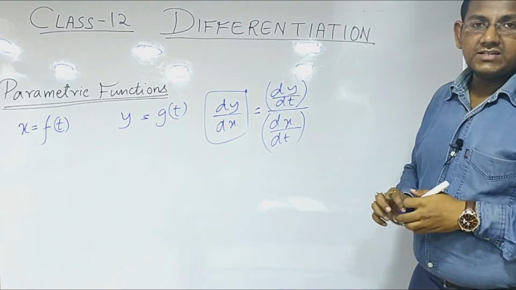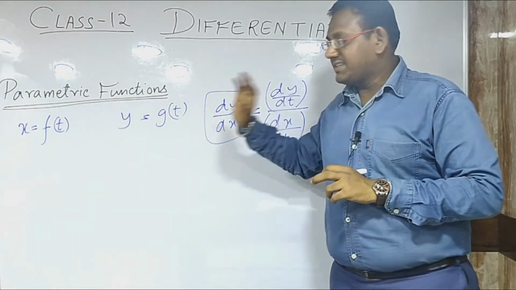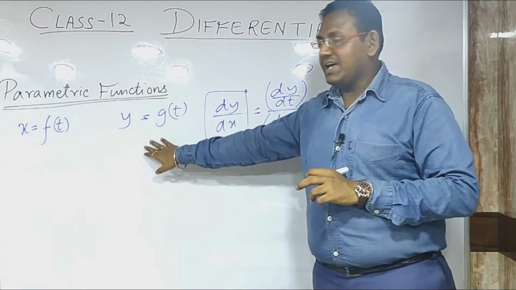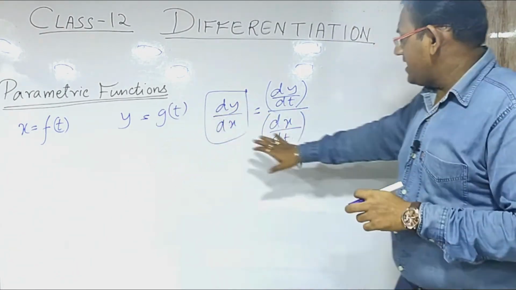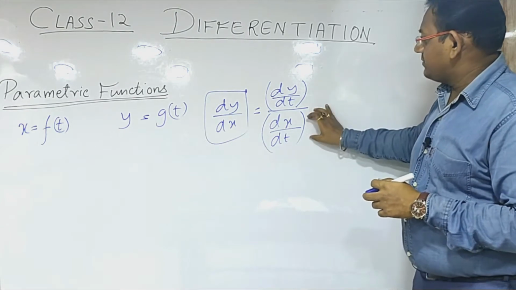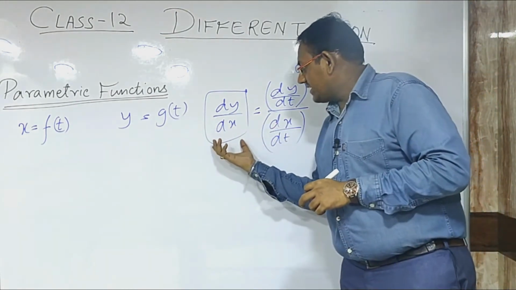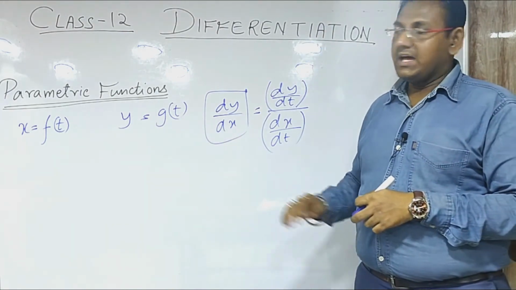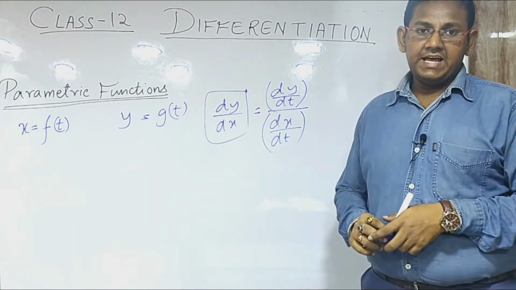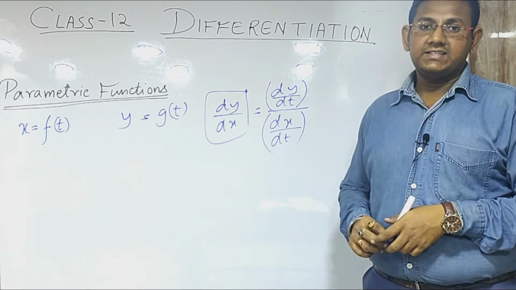So a parametric function is very simple. It says that if x and y are functions of t, then we need to differentiate them separately and divide them so that we can get dy by dx. This is a parametric function. Let's understand this with an example.